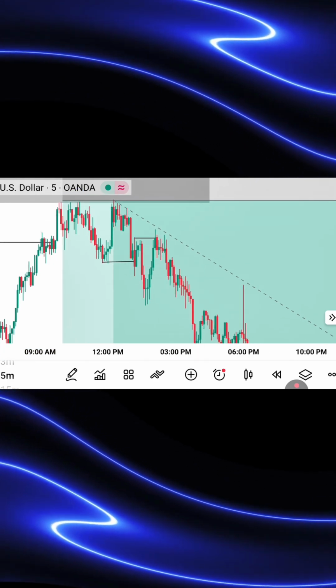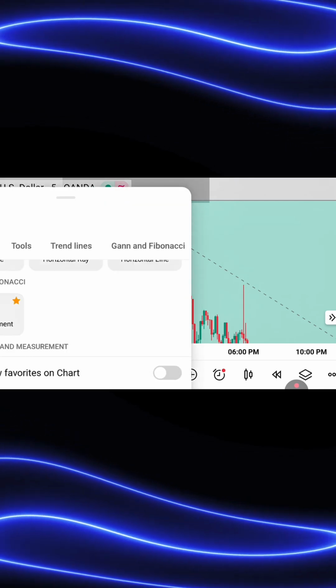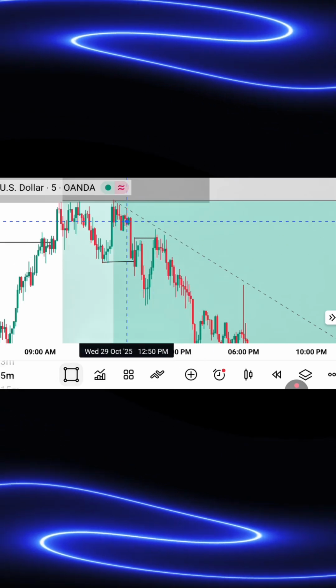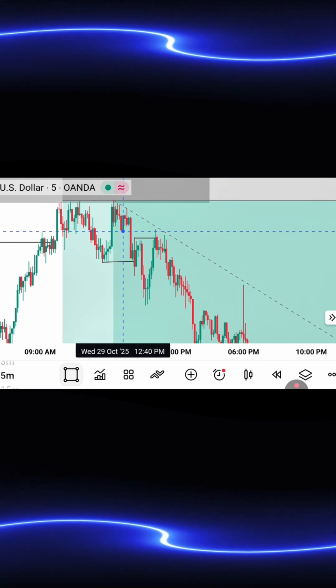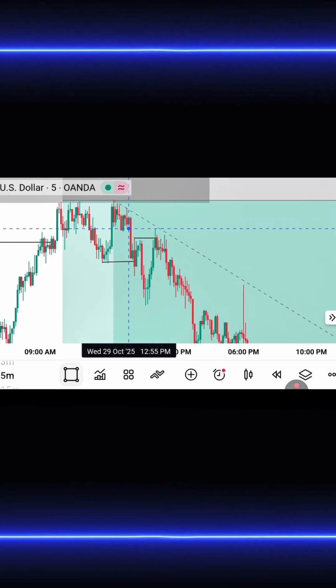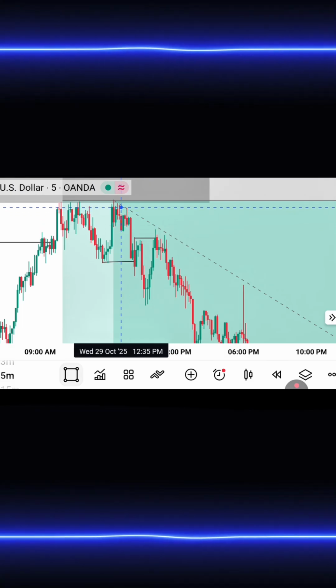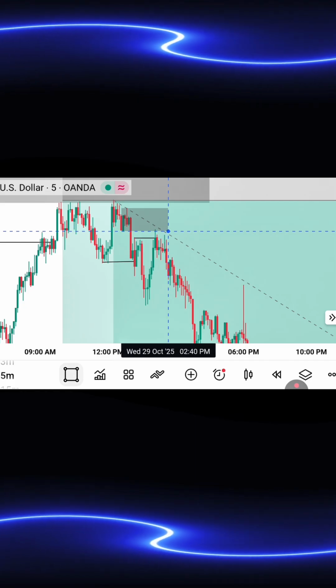So if this is my inducement, I need to use the point of interest that is closest to my inducement. And in this case, there is a breaker block here. This break here, there's a breaker block here. But since the breaker block is not that visible for us to see, we'll just mark this entire area here, both the order block and the breaker block, like this.